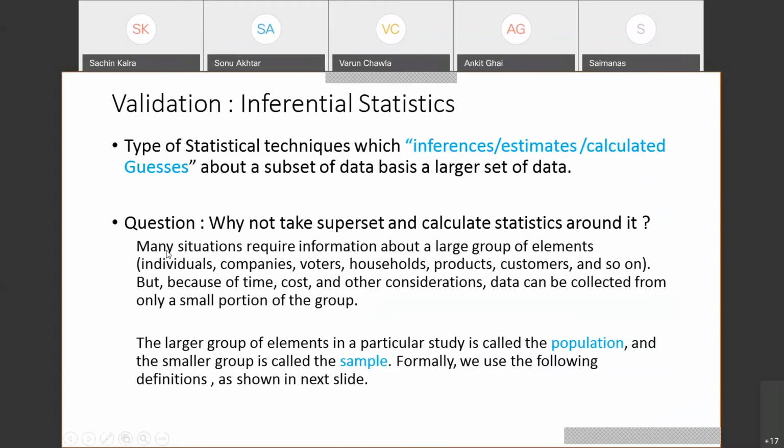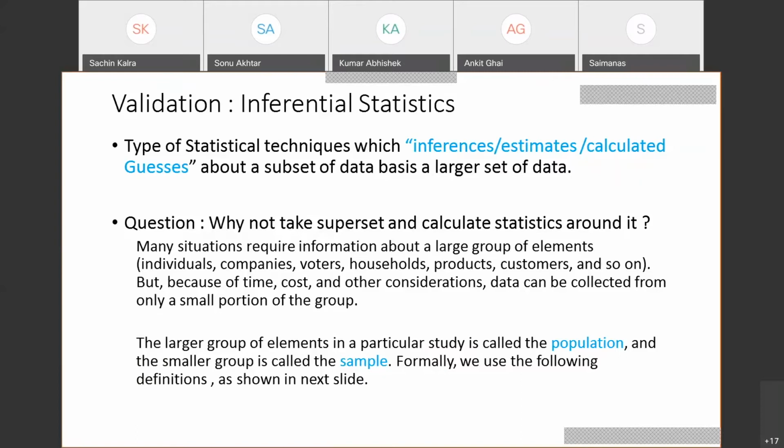Now, how can I say? Maybe we don't have the time to conduct the survey for all the 10,000. We don't have the money for that. In fact, these are the two main primary factors, time and cost, which make us go with a subset and not the superset. Because of time, cost, and other considerations, data can be collected from only a small portion of the group. And when we collect data from a small portion of the group, that is where statistics comes into play, so that we can infer about the larger superset from a simple subset.